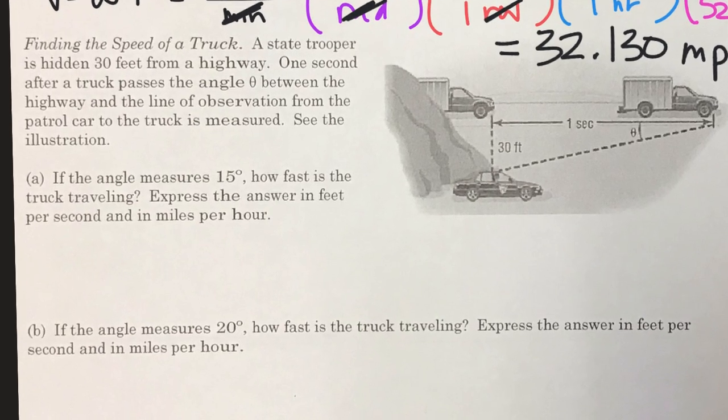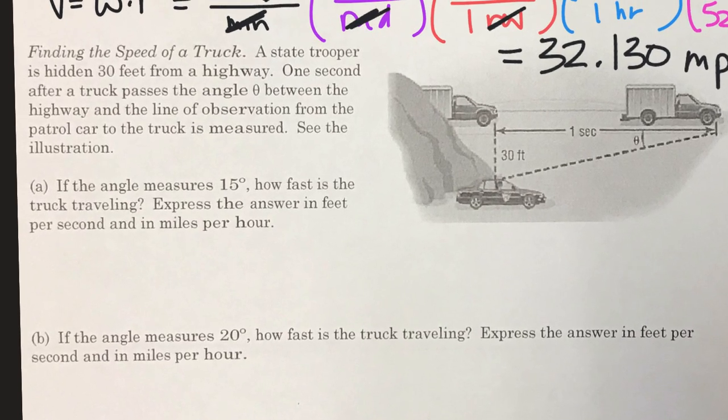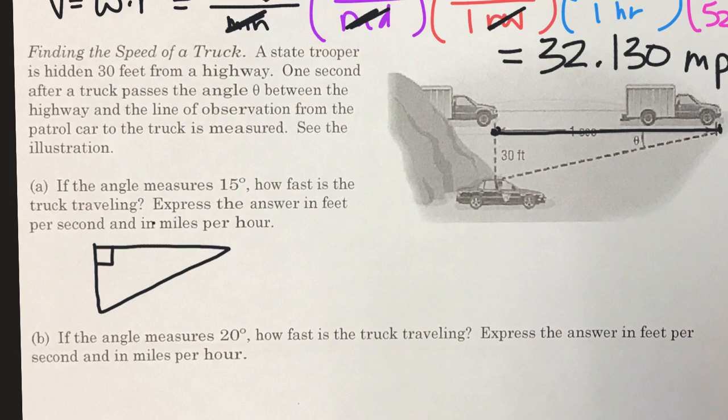Okay, so here's our drawing of our trig. There's a state trooper that sits 30 feet from the road, and he's measuring the angle after 1 second of driving. Okay, it's pretty quick. So if the angle measures 15 degrees, how fast is the truck driving? So in other words, we can use our trigonometry to figure out the distance that truck drove in 1 second. Okay, so 15 is our angle, 30 is the opposite side. We're trying to find D, the adjacent side.